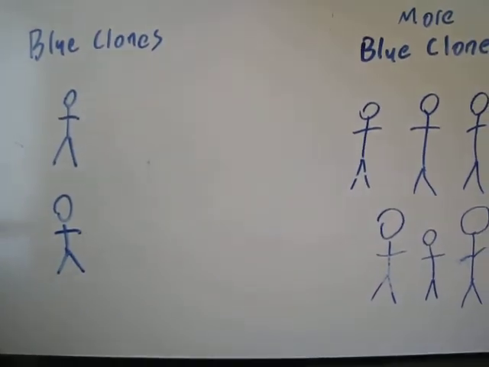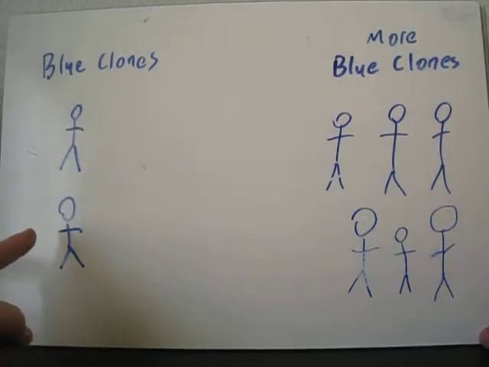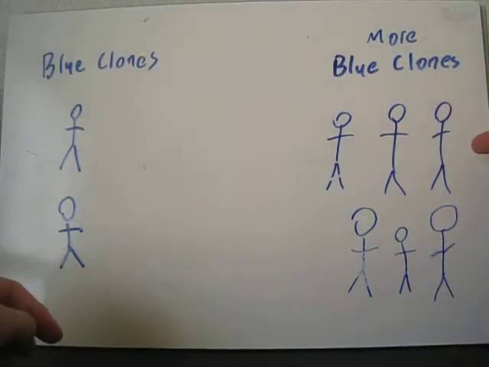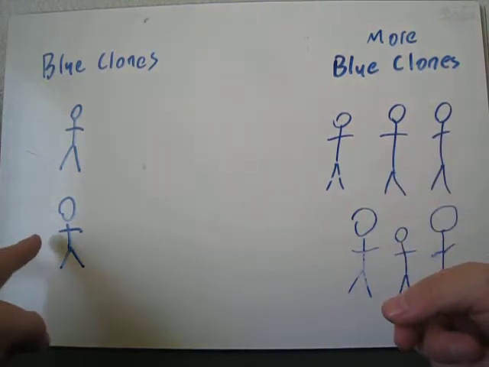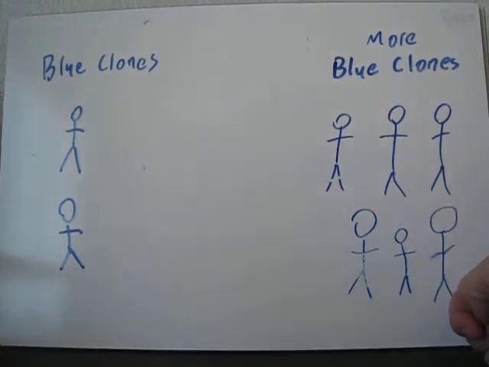Now let's look at these blue clones. I have 2 blue clones right here, and 6 more blue clones want to join the party. So we'd say 2 blue clones plus 6 blue clones. And we'd figure out what the answer was.